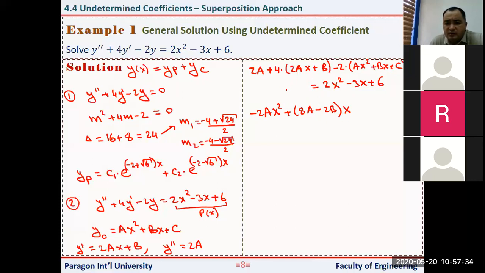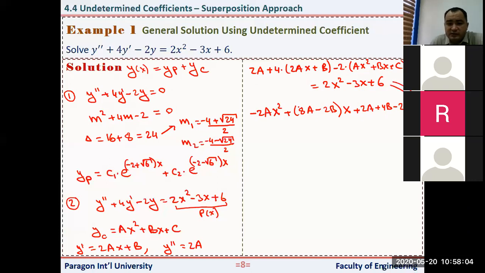Now we have the constant term, plus here we have 2A, and here we have 4 times B, plus 4B, and here we have negative 2 times C, minus 2C. That is the constant term of the polynomial on the left hand side. And on the right hand side, still we have this thing, and let me just write it, still we have this on the right hand side.